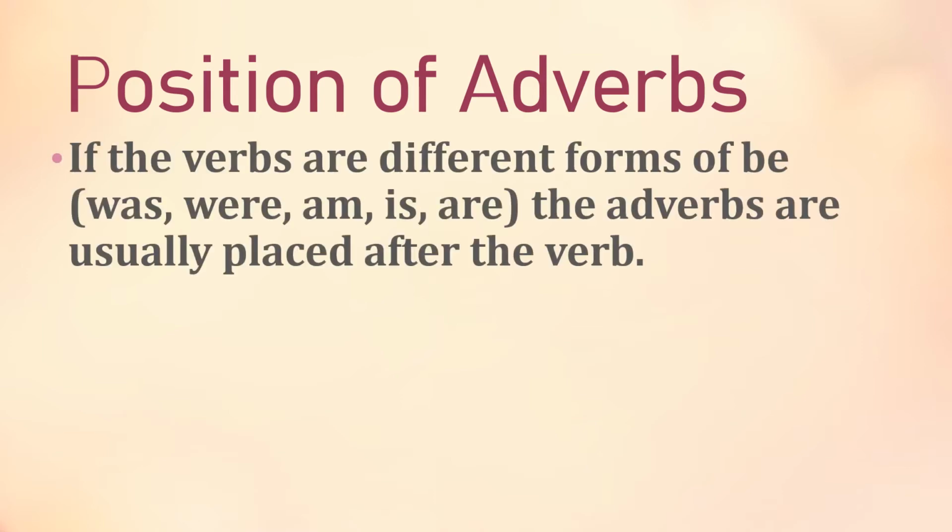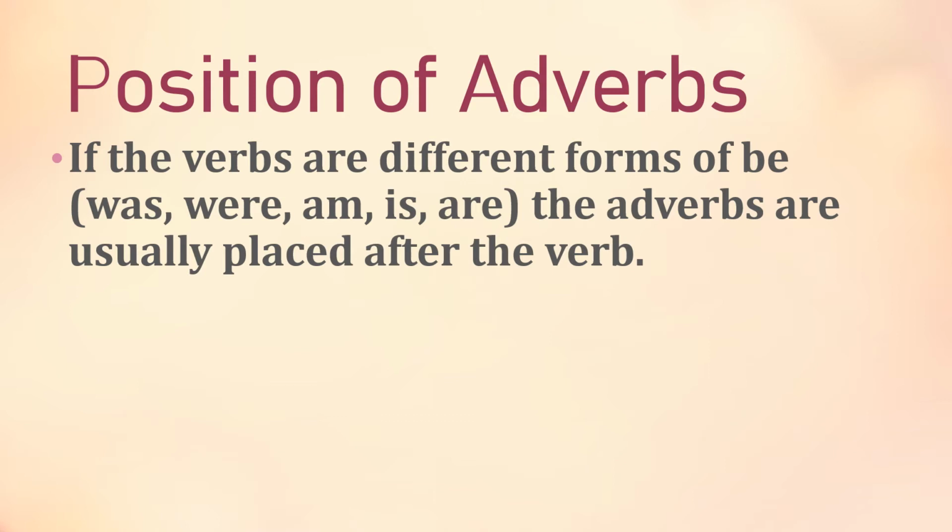Point number 1. If the verbs in the sentence are different forms of be. What are be verbs? We have already discussed it when we did verbs. Be verbs are is, am, are, was, were. So if in your sentence you have any one of them, then the adverbs are usually placed after the verb. So if you have is in the sentence, your adverb will come after is. If you have were in the sentence, then you will use your adverb after were.